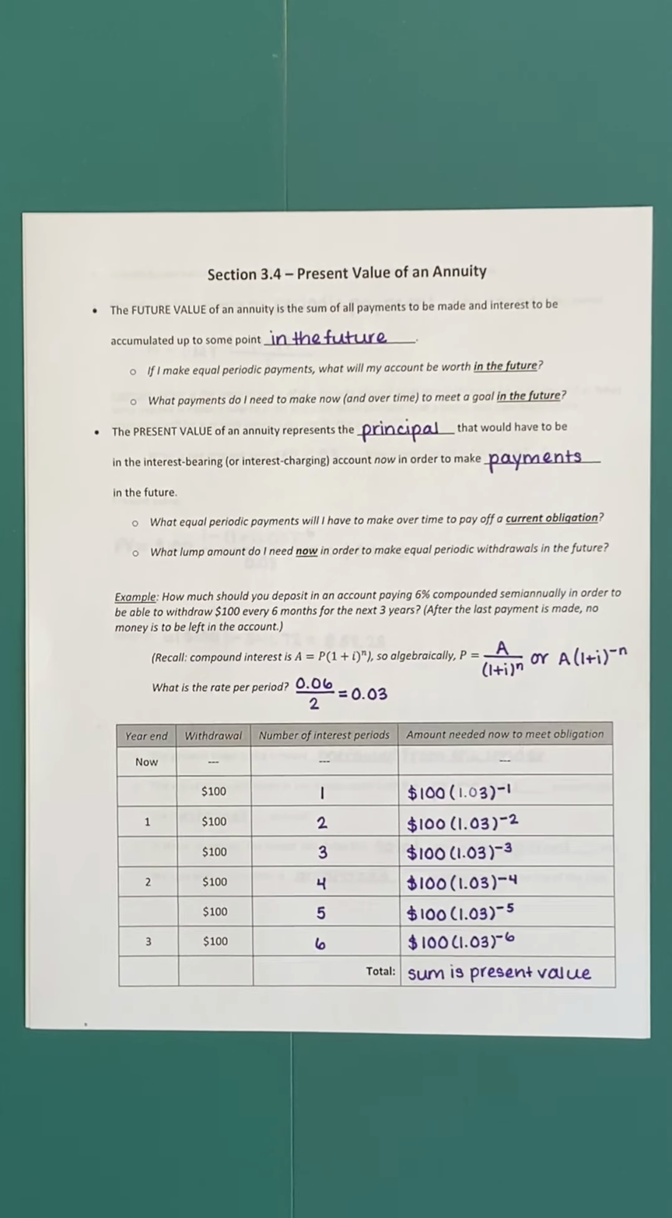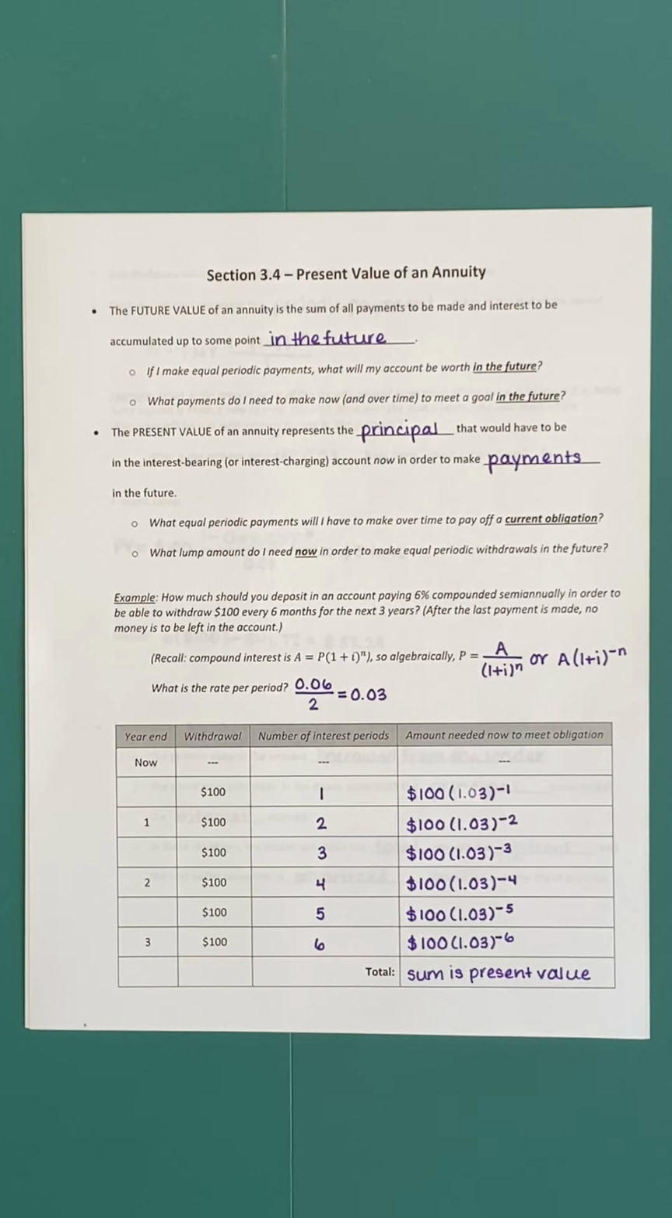But does that mean that they have to put $600 in the account for you? The answer is no, because again, you have to think about what's going on behind the scenes. When they put money in the account, that money accrues interest. Every 6 months, you take out $100, but whatever's left in that account still accrues interest.